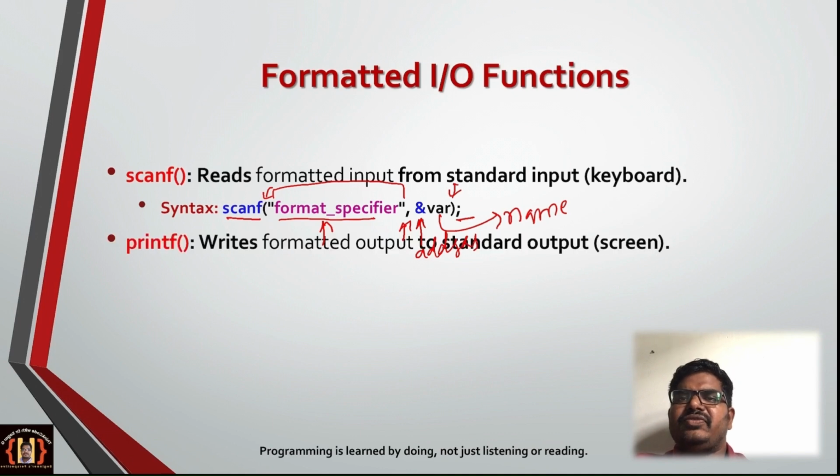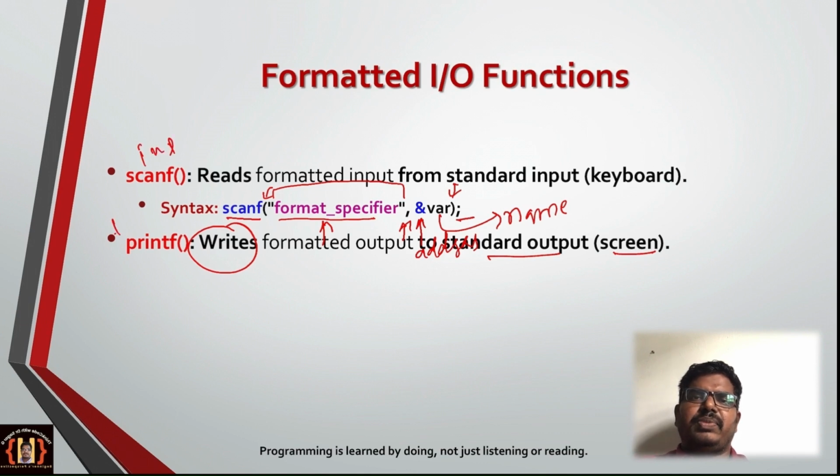And second, we have already seen the printf function. The printf function is used to write the output to the standard output, that is nothing but the screen. So standard output is what? Our screen, usually it could be the console, we'll say. So it writes the output to the screen. These are the two functions we call formatted input output functions. Scanf is for input and printf is for output.